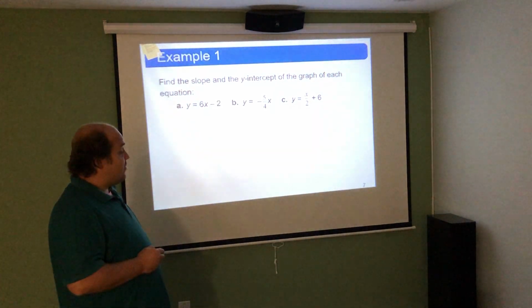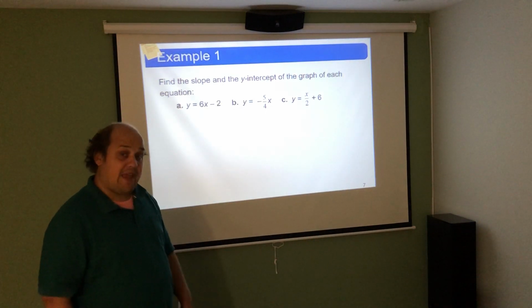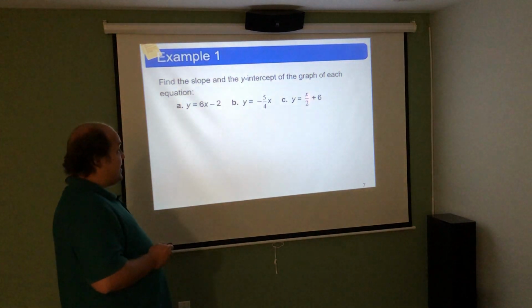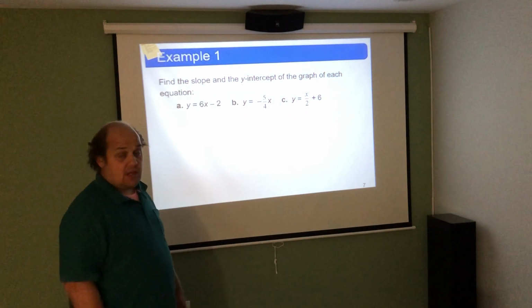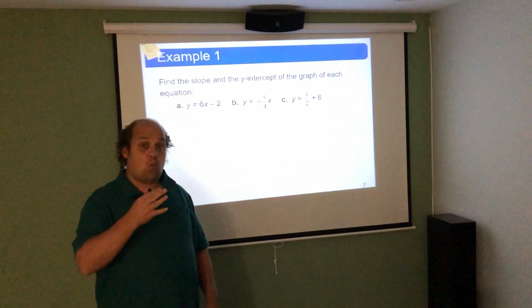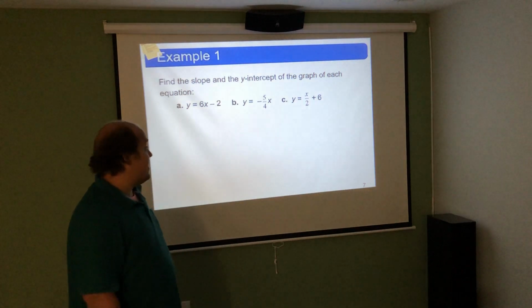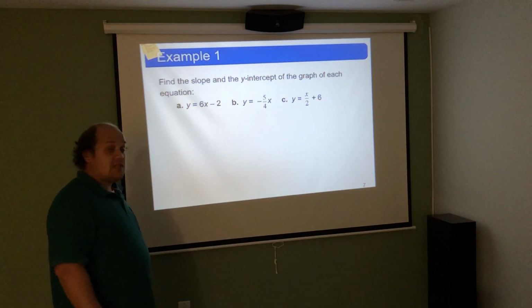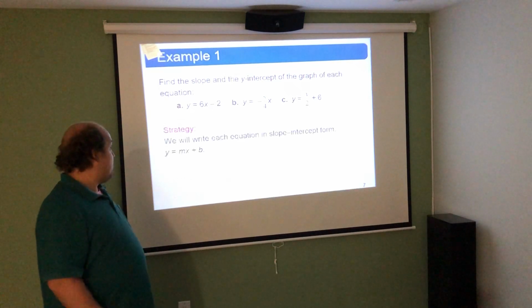For this x over 2, it's a little trickier. I don't see what's being multiplied by my x. Really, I need to understand that this is 1x over 2, and that I can pull that fraction 1/2 out in front. I can then call this 1 over 2 times x. If I do it that way, then I can see that 1 over 2 is the slope, or 1/2 is my m. So let's walk through these.